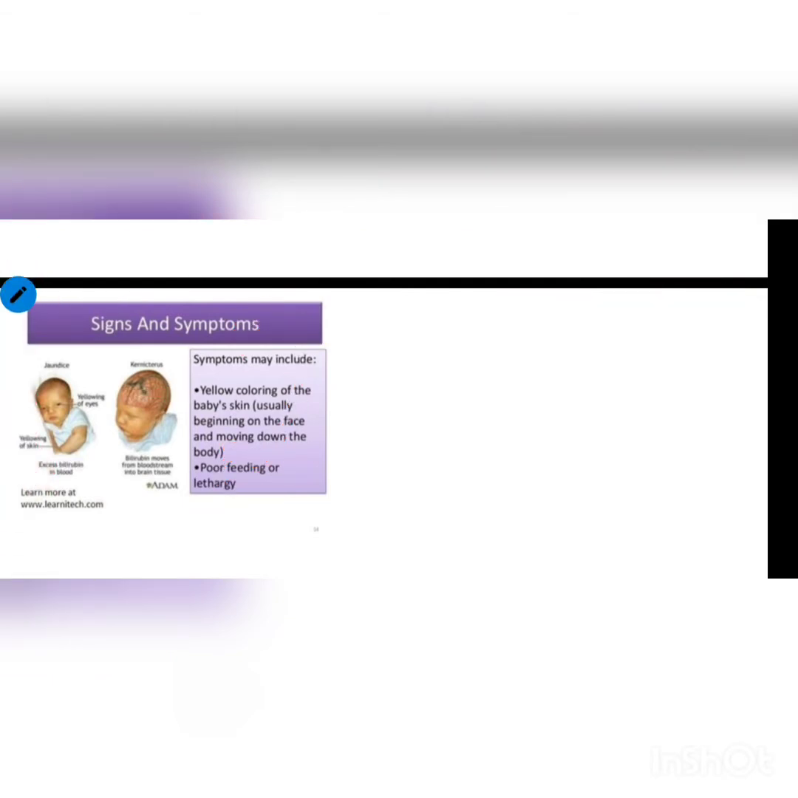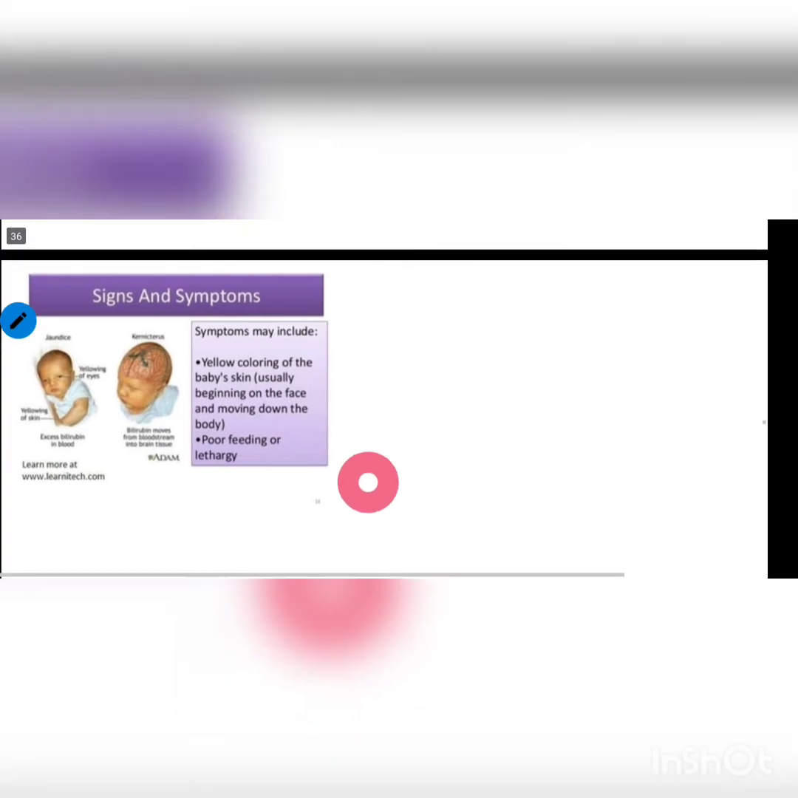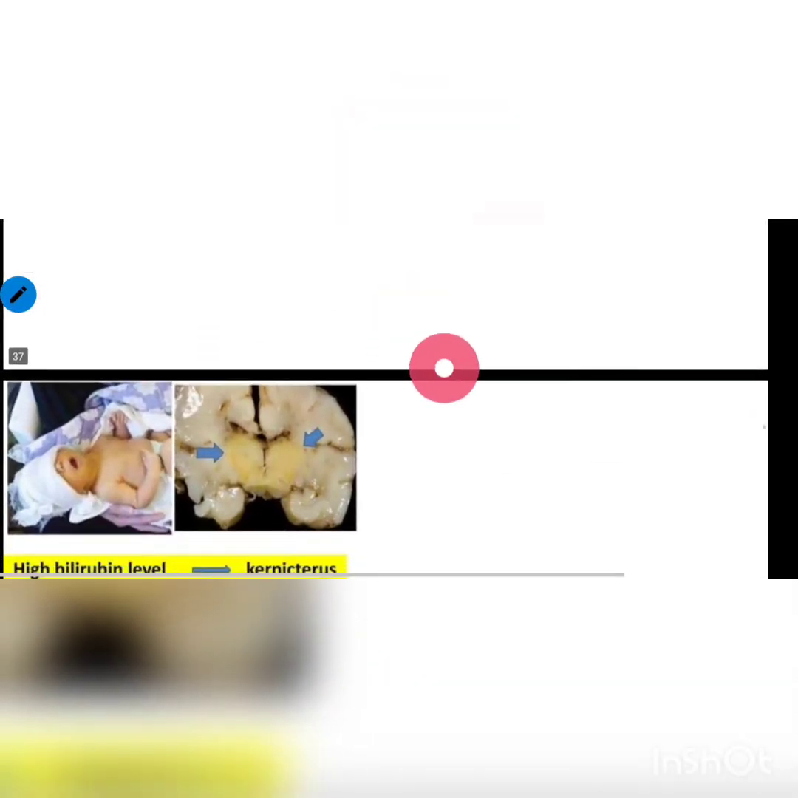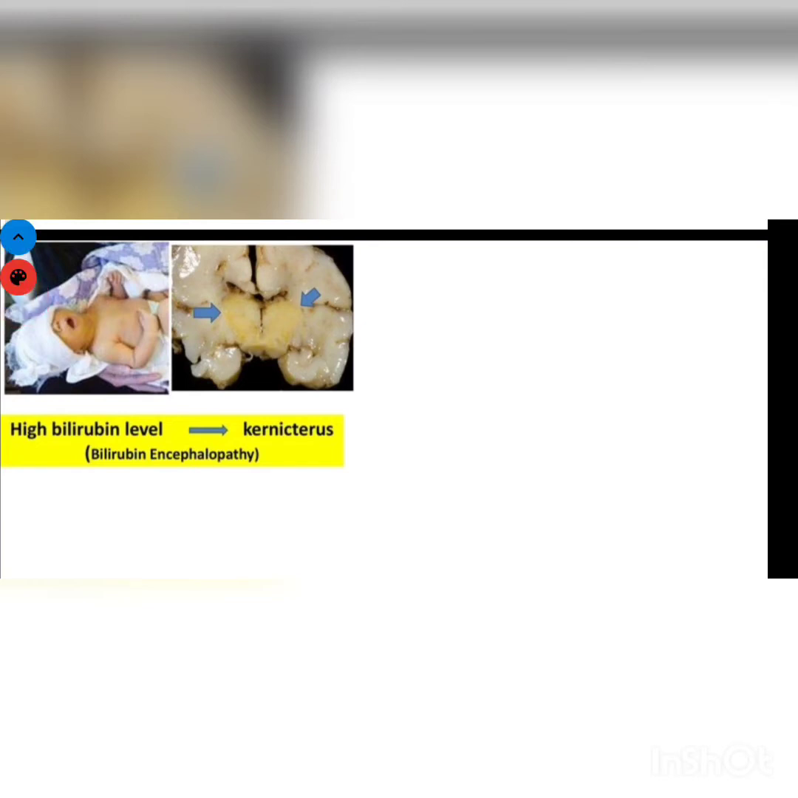So the signs and symptoms may include yellow coloring of the baby's skin, usually beginning on the face and moving down the body. Then poor feeding or lethargy. High bilirubin or bilirubin encephalopathy is called kernicterus. You can see yellowish color here during the cross section of the brain.